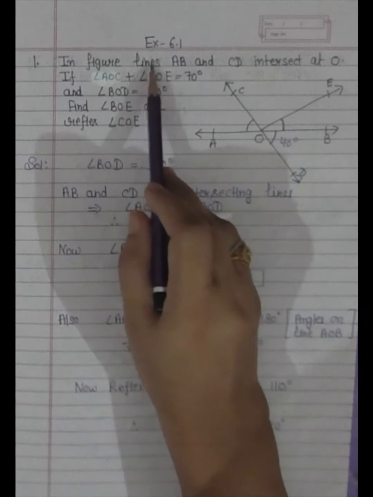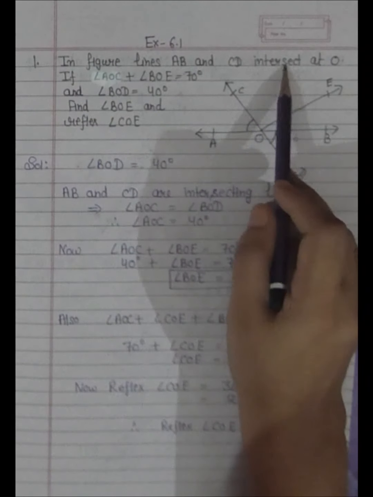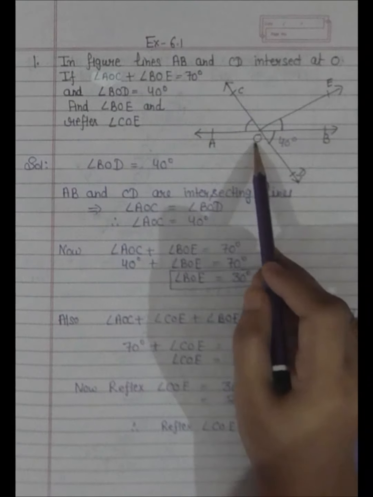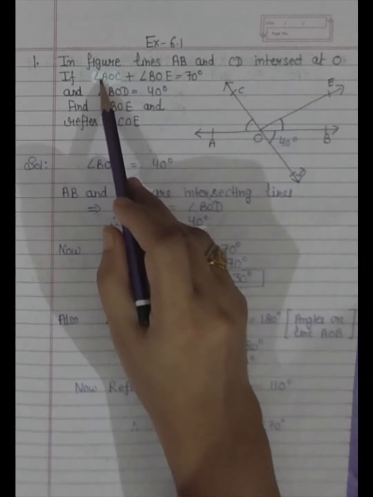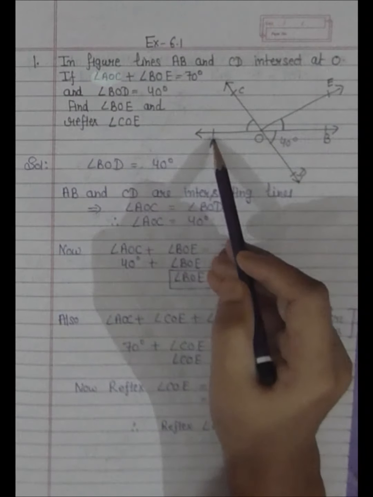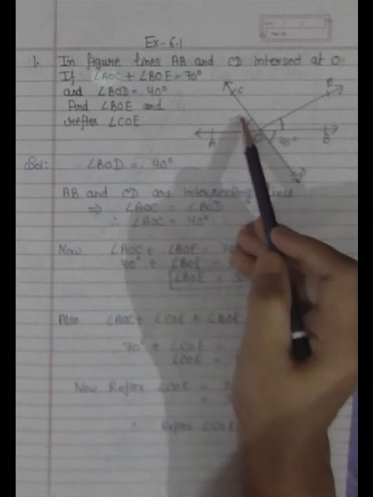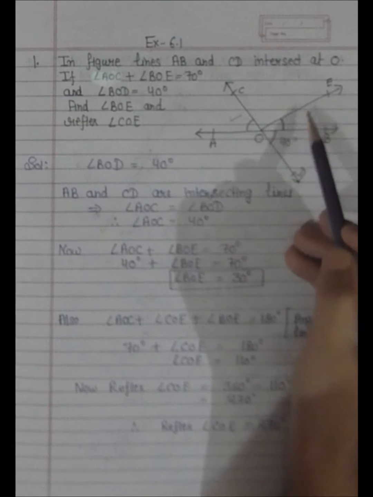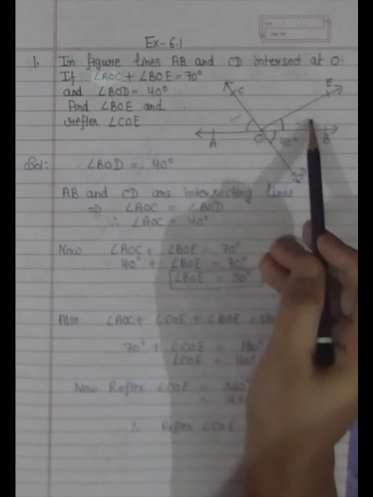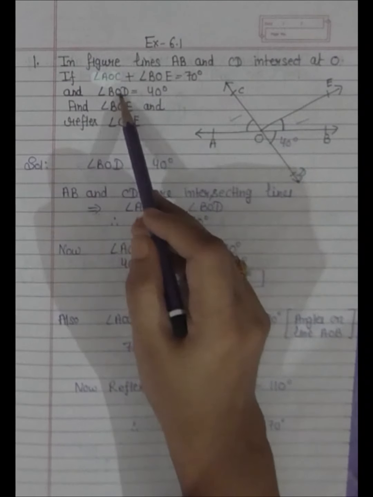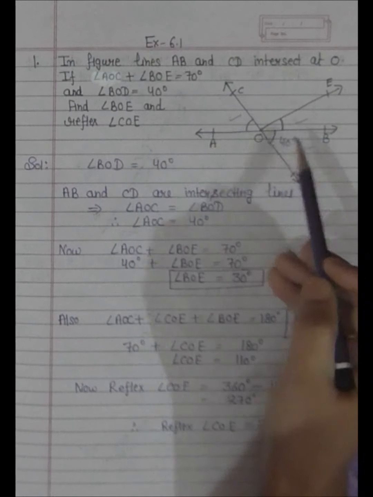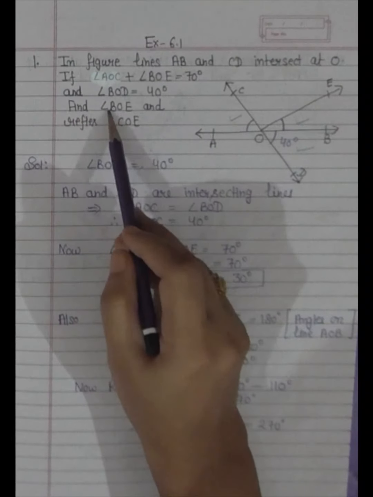In the figure, lines AB and CD intersect at O, and angle AOC plus angle BOE is equal to 70 degrees. It means the sum of the two angles is 70 degrees. Angle BOD is given as 40 degrees. We have to find angle BOE.